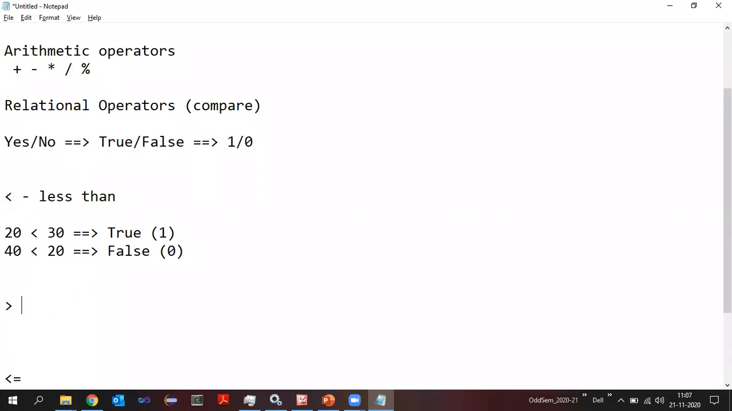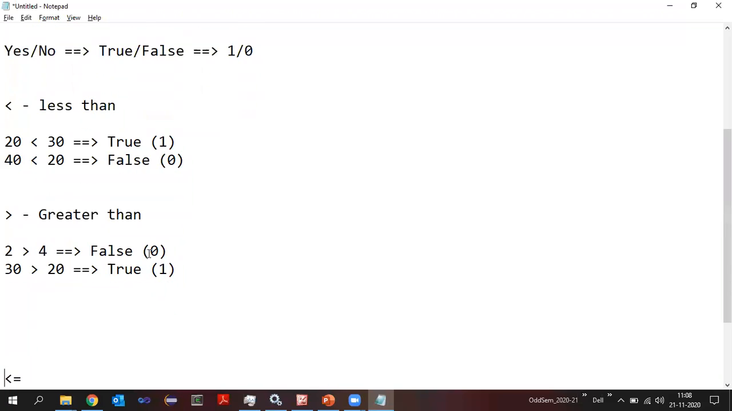What does the greater than symbol indicate? It compares whether the first number is greater than the second. Say 2 greater than 4. What is the result here? False. 2 greater than 4 is false, or in other terms, 0. Take the other example, 30 greater than 20. The result is true.